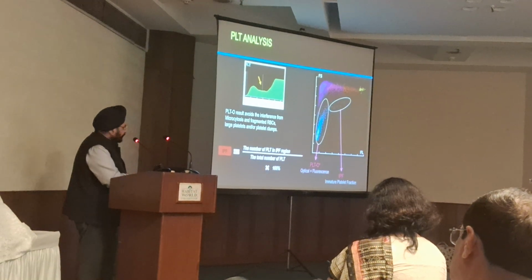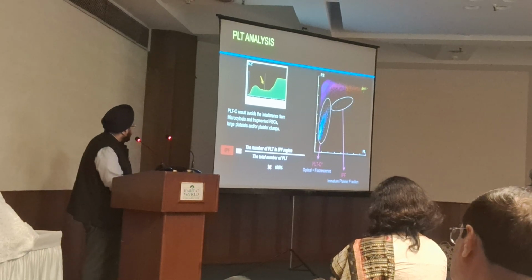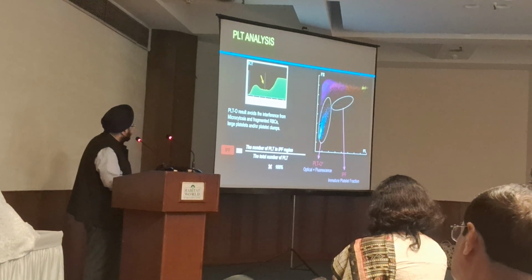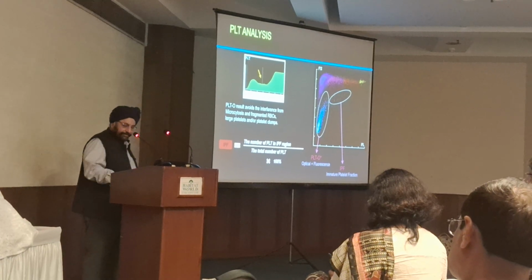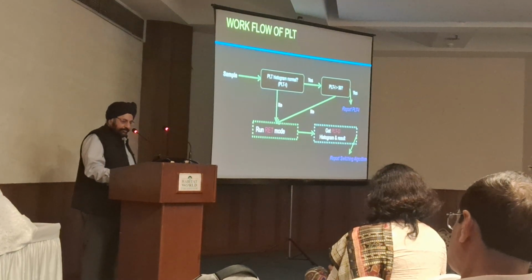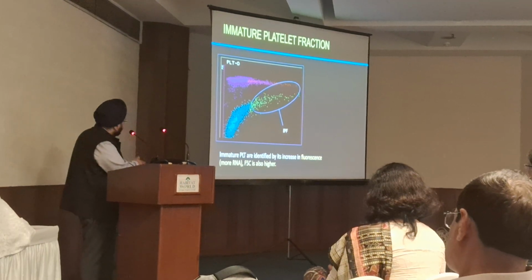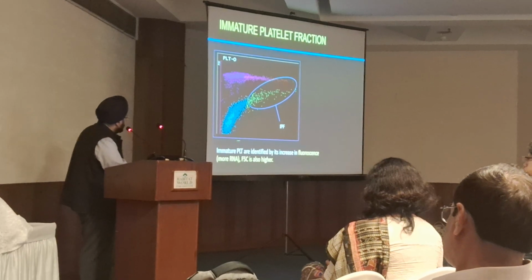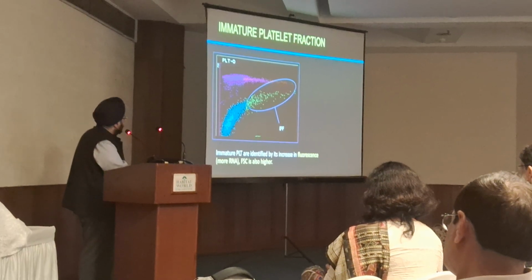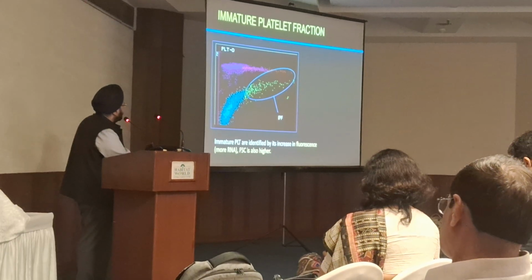So coming to this IPF thing, IPF is nothing but the number of platelets in the IPF region, this region here, upon the total number of platelets into 100. I'll show you this first and then we move on. If you look at the IPF, this is forward scatter or the cell size, and this is the fluorescence on the x-axis. This green area here is the area of the IPF.